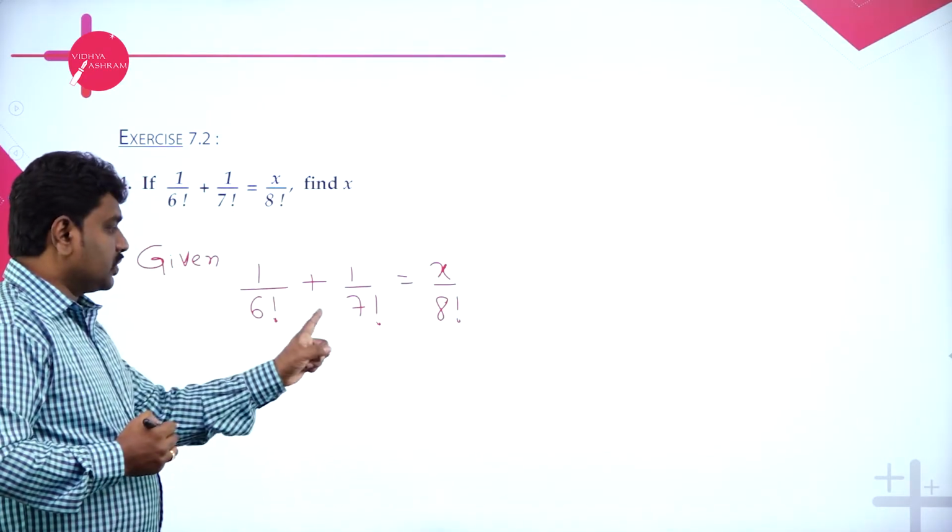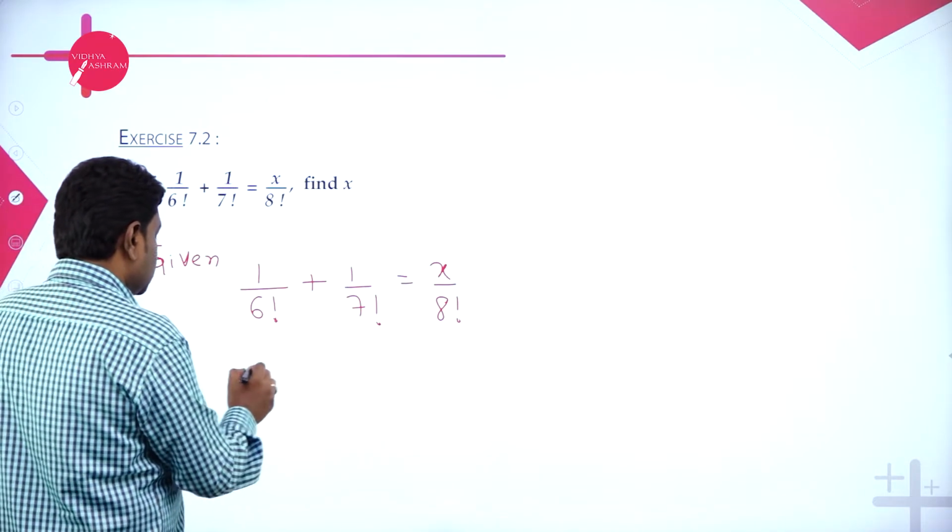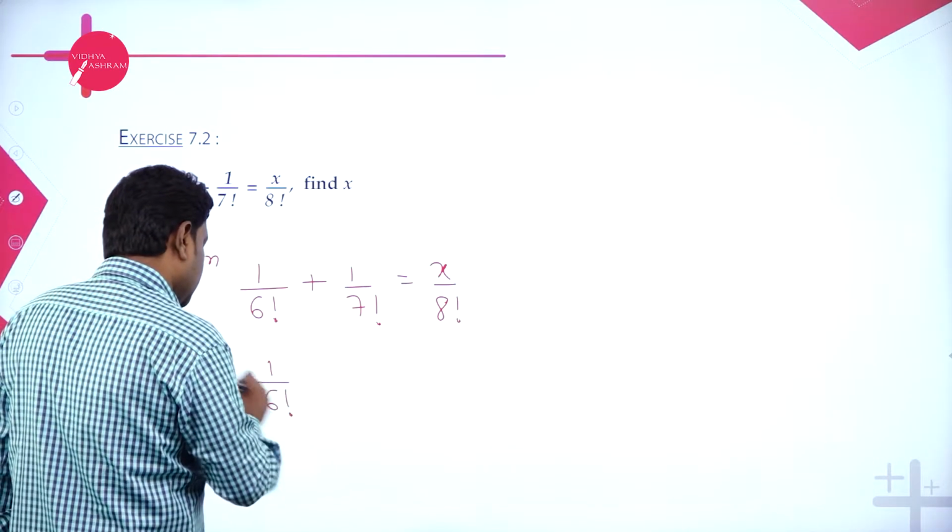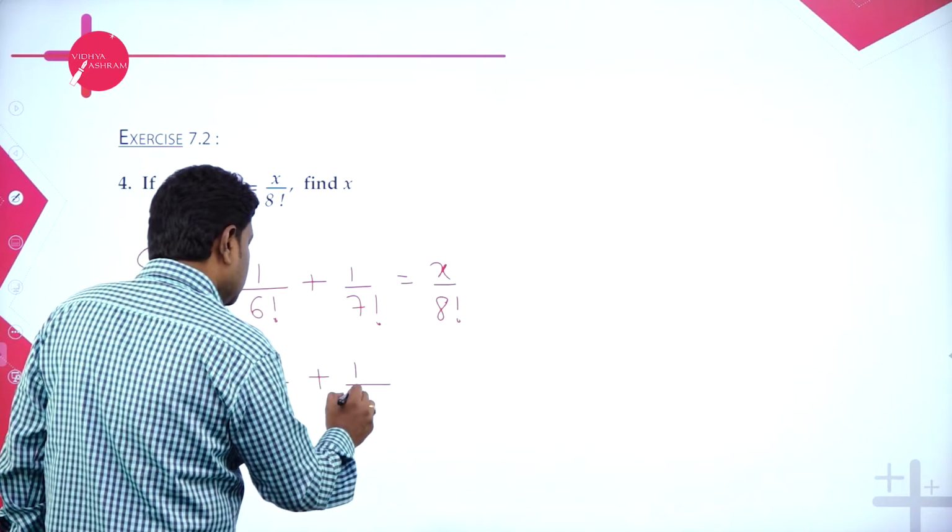See, in these two, I can write 7 in terms of 6. So can I write this as 1 by 6 factorial? Let it be. Can I write this as 1 by 7 factorial?